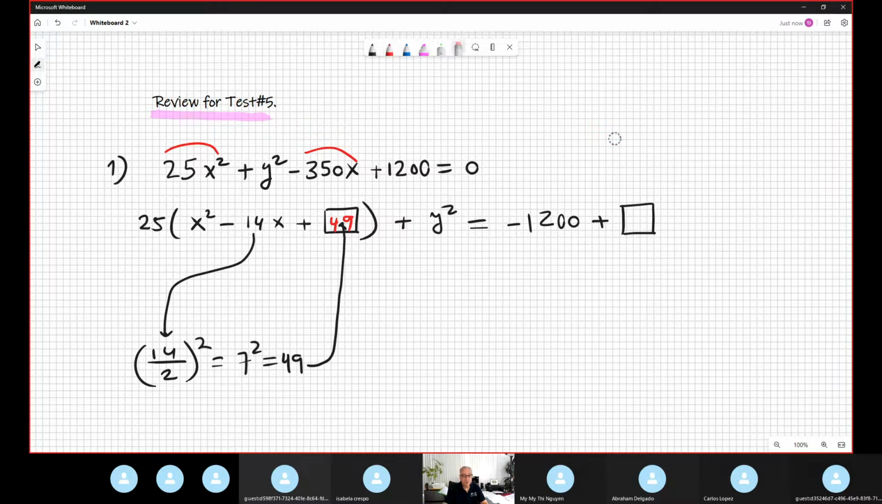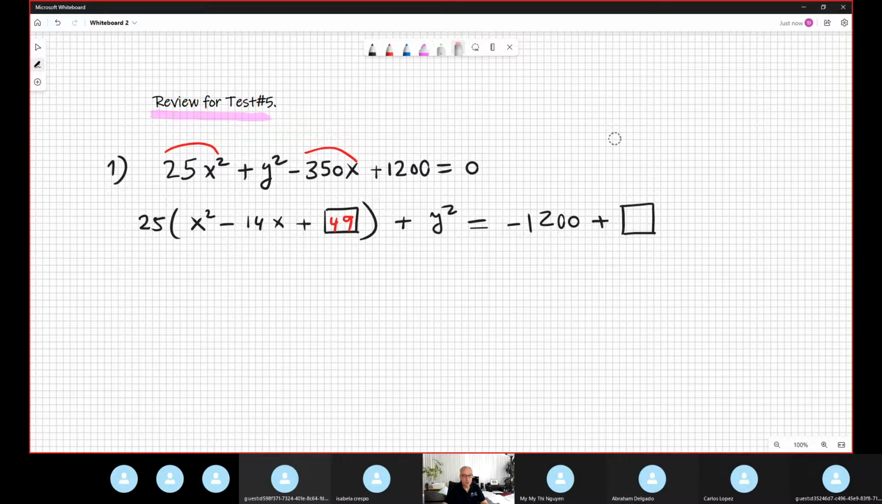Therefore, in order to keep the equilibrium of the equation, you multiply 49 times 25, which is 1225. You put here 1225. So far, does everyone follow me? Yes. The factorization, that part is super easy.